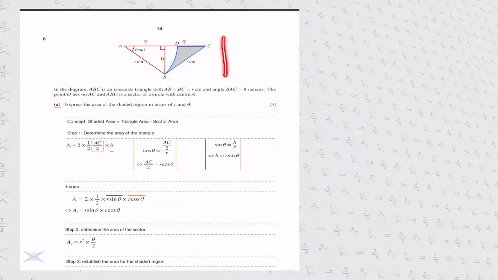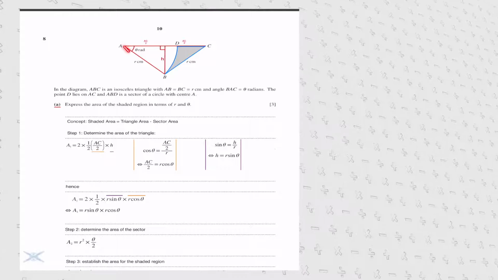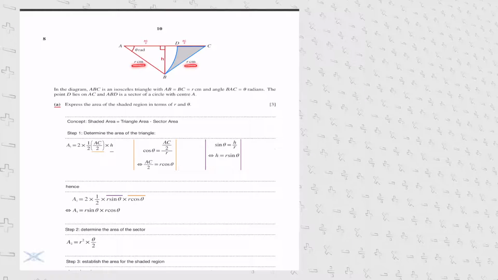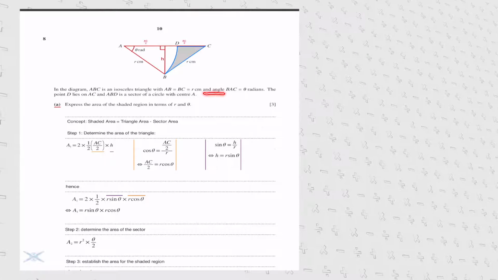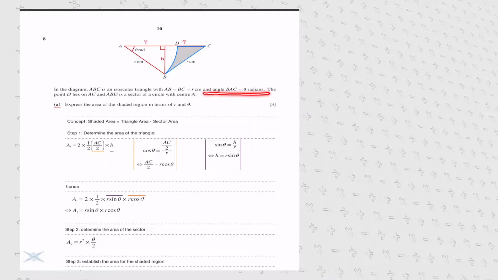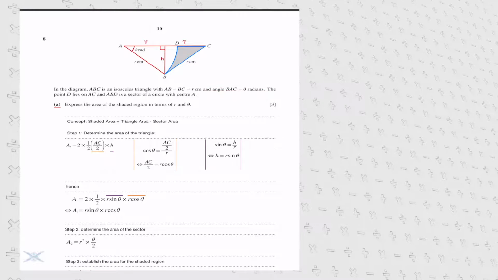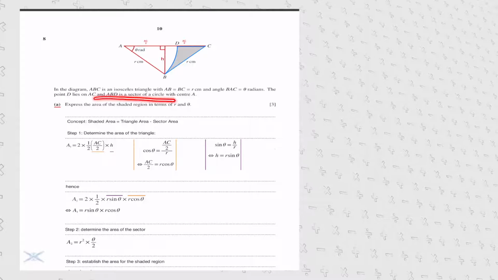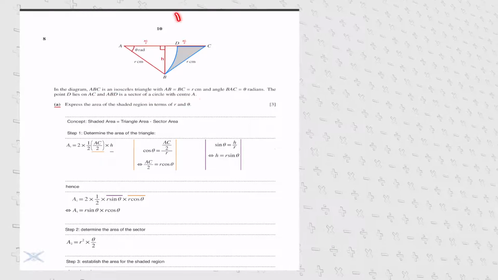In exercise 8 of this exam paper, we are provided with the diagram ABC, which is an isosceles triangle with AB being of equal distance as BC, which equal r centimeters. Furthermore, it is stated that the angle BAC has the size of theta radians. The point D lies on AC, and ABD is a sector of a circle with center A.